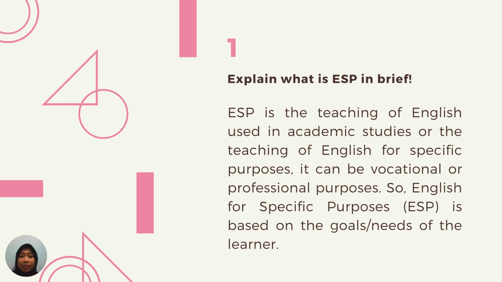First, explain what ESP is in brief. ESP is the teaching of English used in academic studies, or the teaching of English for specific purposes. It can be for vocational or professional purposes. So, English for Specific Purposes, or ESP, is based on the goals or needs of the learner.